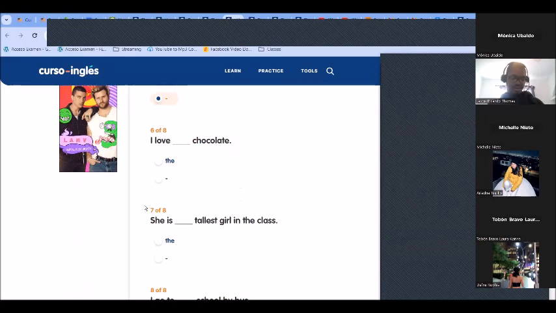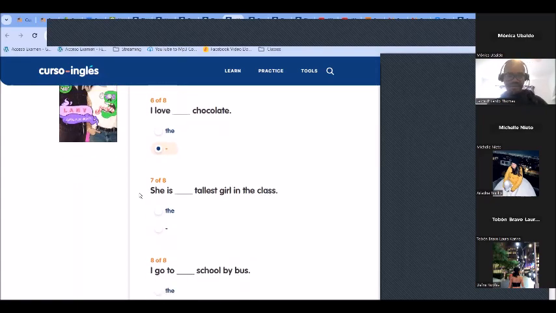I love the... Right? The specific chocolate or chocolate in general? Specific, ¿no? Which brand? ¿Qué marca? Ah, okay, no, entonces sería sin el the, sería I love chocolate. Exacto, igual como hicimos en el otro ejercicio con café. Café en general, chocolate en general. I love chocolate. Repeat. Okay. One more time. I love chocolate.